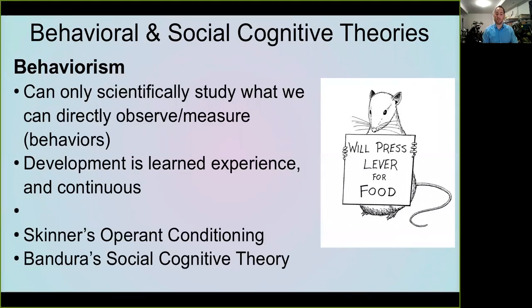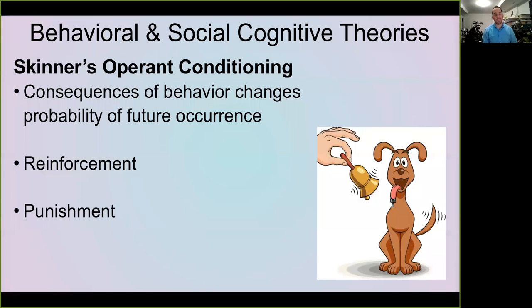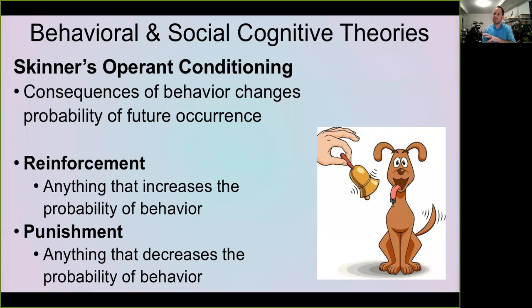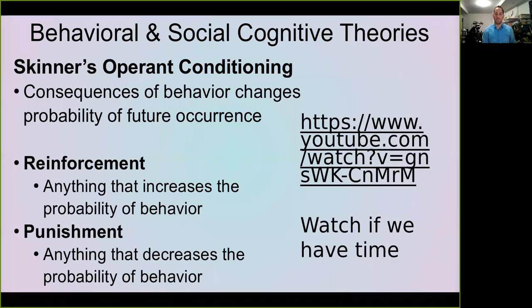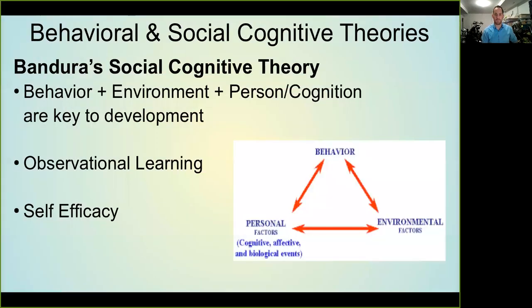Some theorists, Skinner, Bandura, we can think of reinforcement, punishment. So reinforcement is anything that increases the probability of a behavior, and then punishment is anything that decreases the probability of behavior. So a reinforcement might be a star. A punishment might be a timeout, something like that. So feel free to watch this video if you have your own time. You've got that link right here in the slides. Download them. You can go to that link. You could also type it out and watch that video to get another couple ideas about behaviorism.